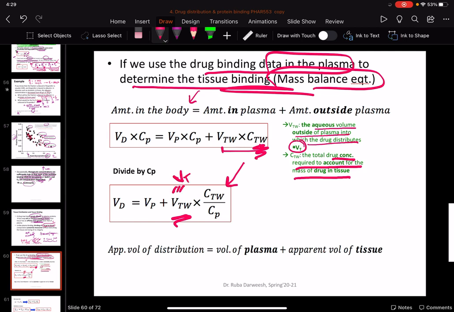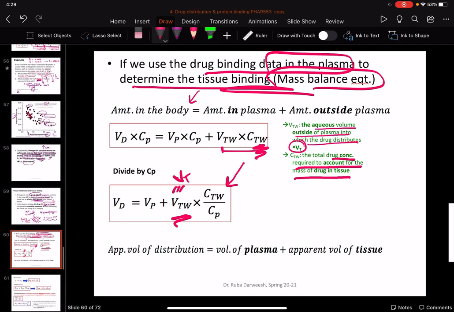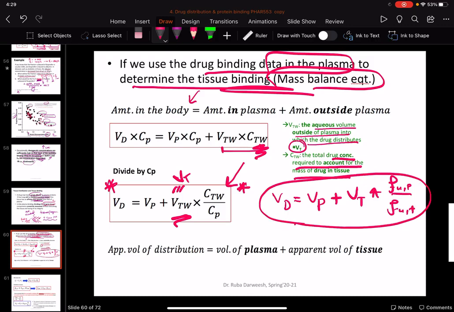Okay? Again, if this is the equation, if we go back to volume of distribution, it equals VP plus VT multiplied by, if you remember, the fraction unbound in tissues, which is the one that you already know, or a similar one, multiplied by the concentration in tissue over the concentration in plasma, which is the same as this, but a different way to look at it.